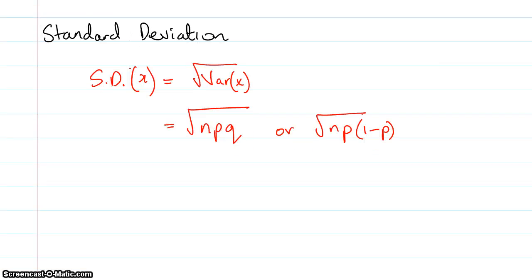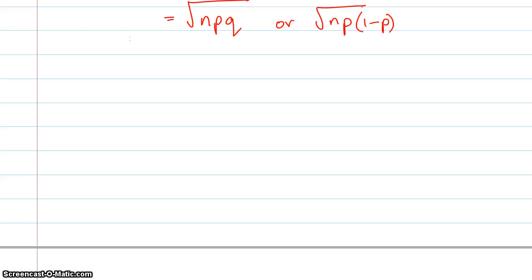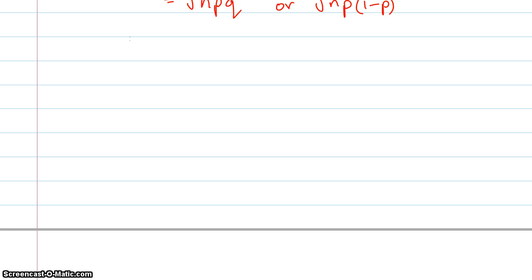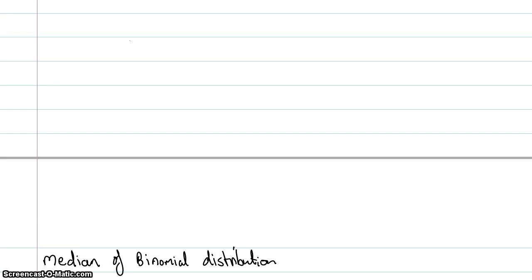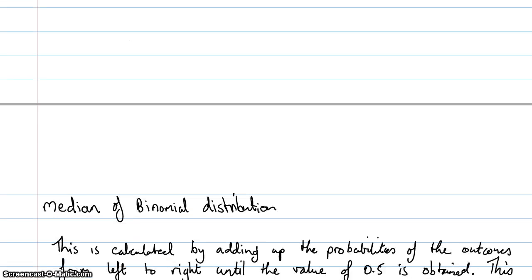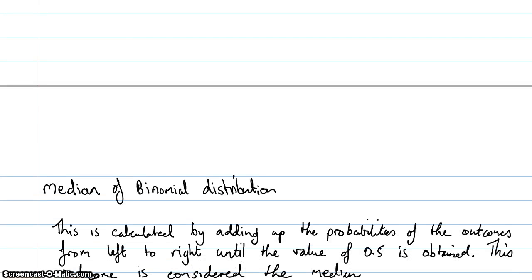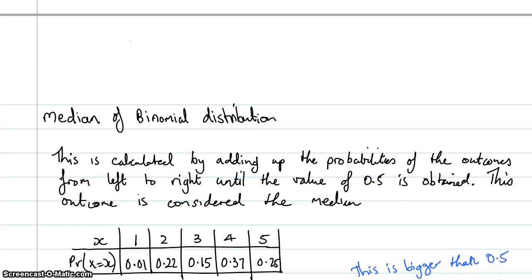The last 2 things I want to go through with you are the median and the mode of the binomial distribution. The median is calculated by adding up the probabilities of the outcomes from left to right until the value of 0.5 is obtained. That outcome is considered the median. This is very similar to the probability tables that we were doing before.